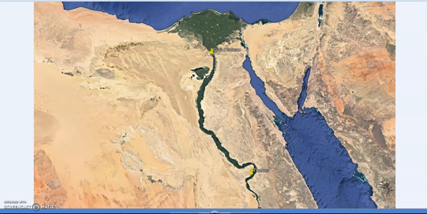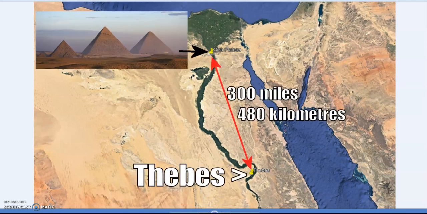So from the Giza Plateau, we're going to go now 480 kilometers or 300 miles as the crow flies. Of course, by the river it would be longer because of the bends. And we're going to go to Thebes, or the Theban Necropolis.